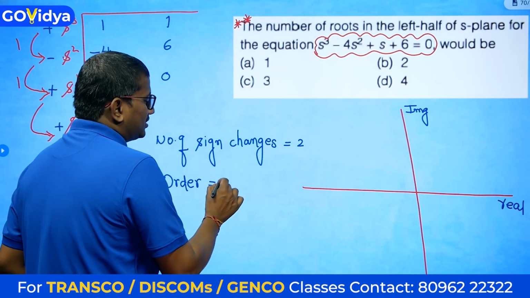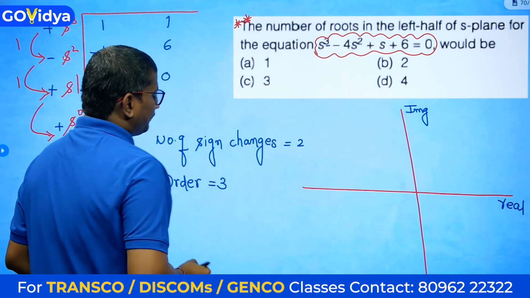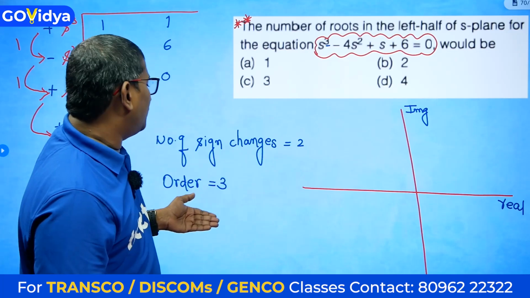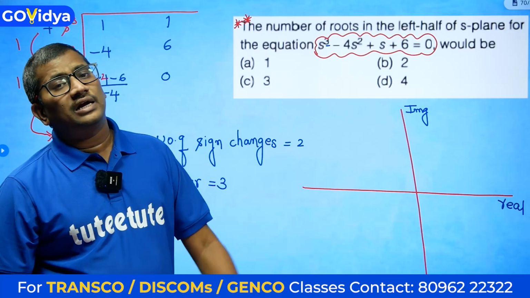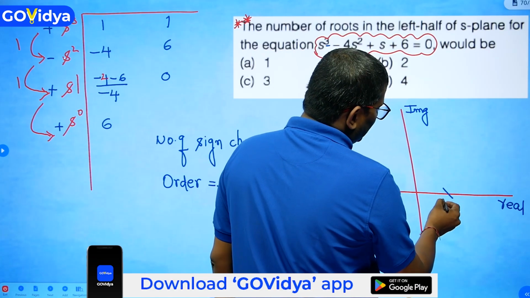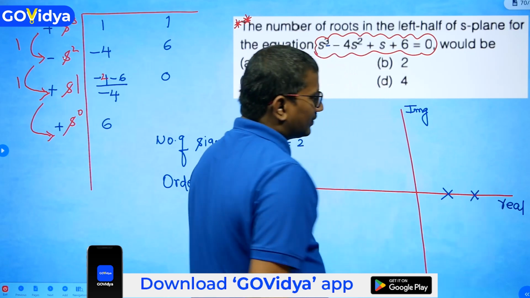The actual order of the system is 3, right? 3. And out of that, 2 sign changes are there. That means out of 3 roots, 2 roots are already lying on the right half of the S-plane. So that means it may be anywhere. Okay, let us say this is one root, this is one root.